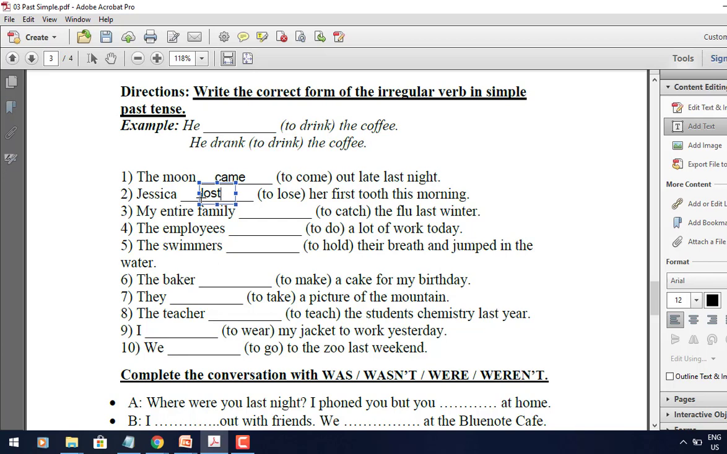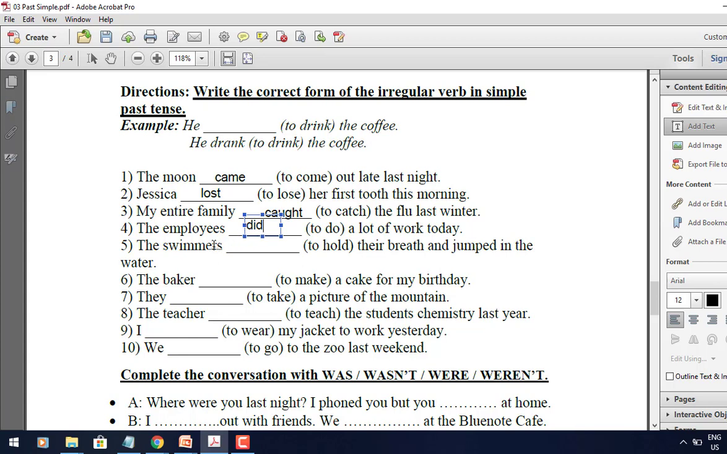Number 3. My entire family to catch the flu last winter. Catch is an irregular verb. The past form is caught. So my entire family caught the flu last winter. Number 4. The employees to do a lot of work today. Do is irregular, and when I change do to the past, it's did. So the employees did a lot of work today.